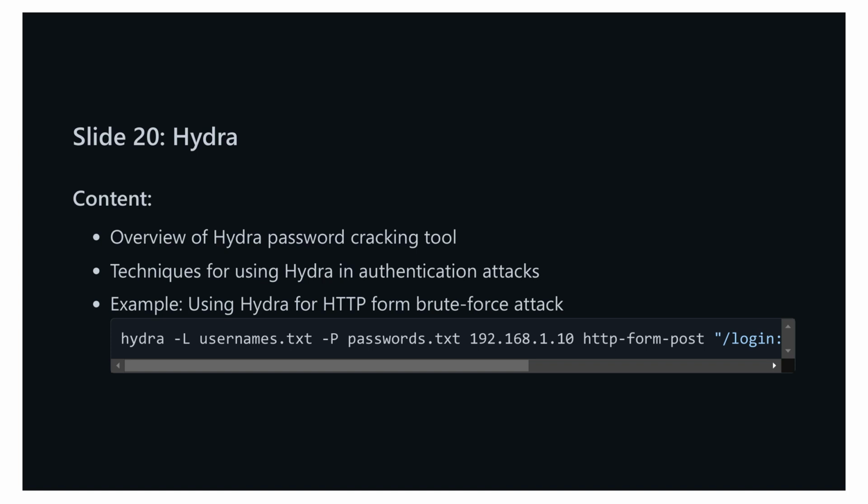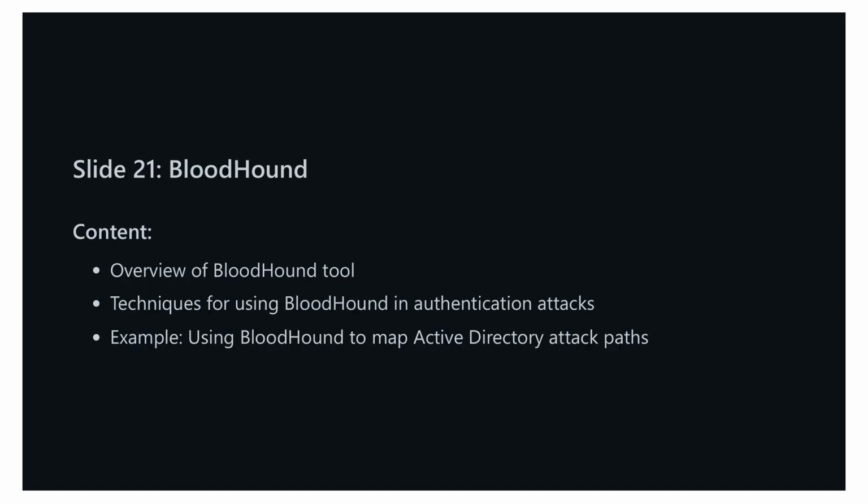Now that we've covered Hydra, let's prepare for our next discussion on Bloodhound, where we'll dive into using this tool for mapping Active Directory attack paths and understanding its capabilities in a broader network context. Continuing from our previous discussion on Hydra, now let's shift our focus to Bloodhound. Bloodhound is an invaluable tool in the context of Active Directory, AD, security.